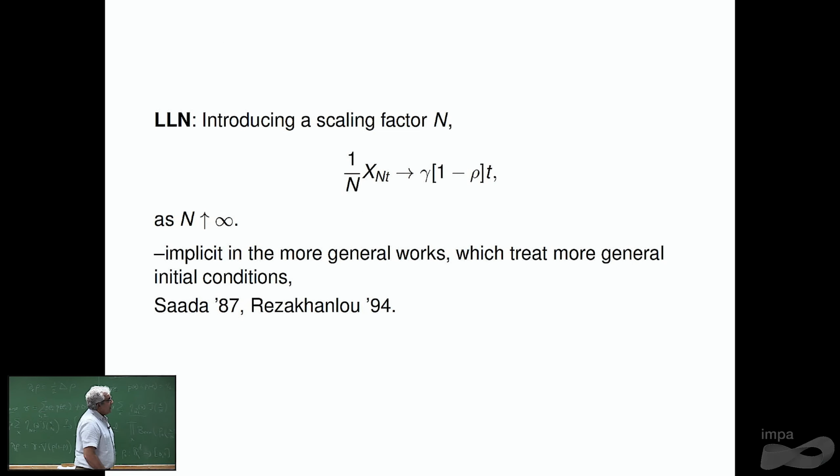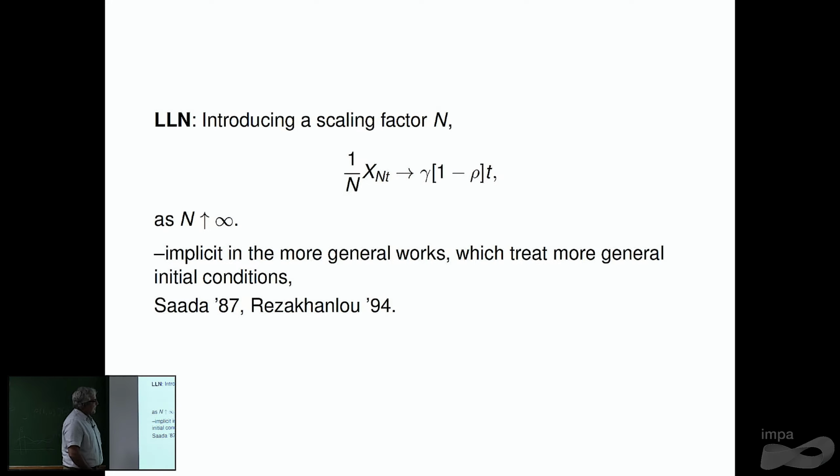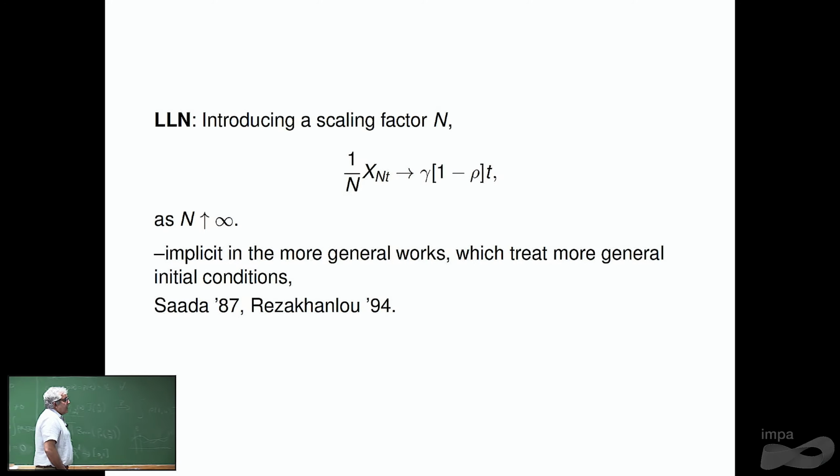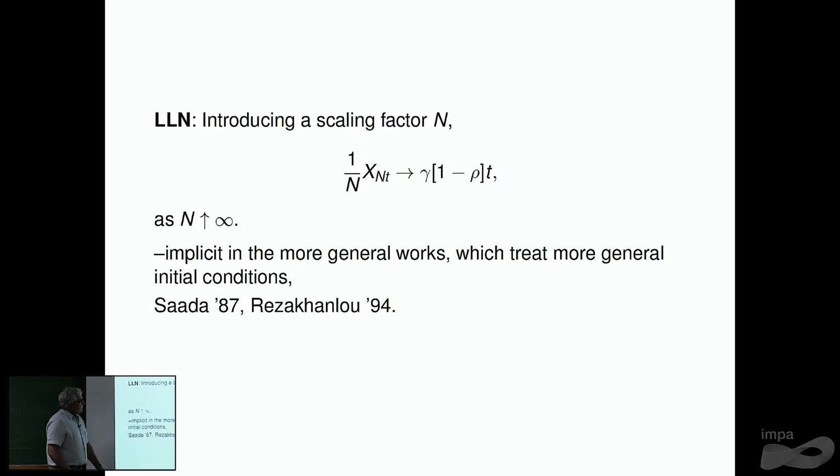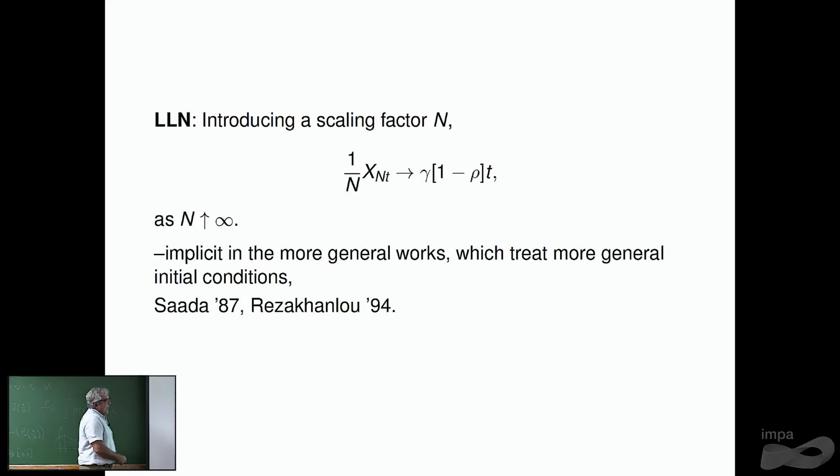You can also start from other conditions, which are also interesting, but let me stick with this for the moment. The first thing is, what's the law of large numbers? What's the velocity of the tag particle? This goes back to the 80s, and it's what you might suspect. Gamma is the velocity of a single random walk, but the others are present, and so they slow down the motion. So there's this extra factor 1 minus rho.